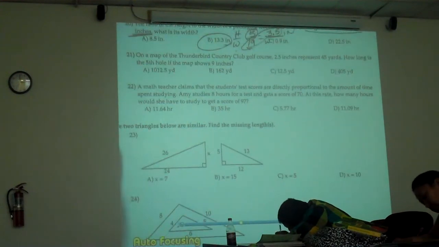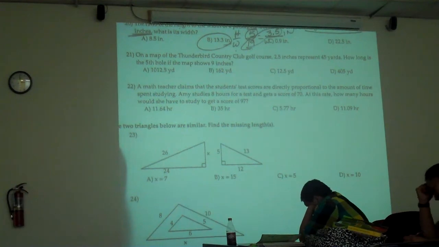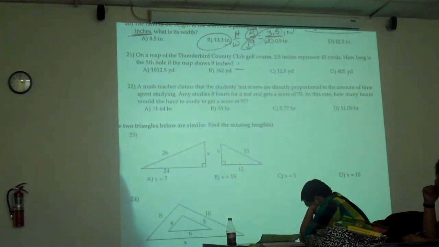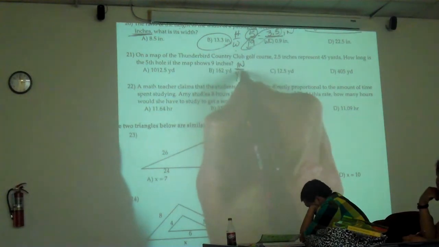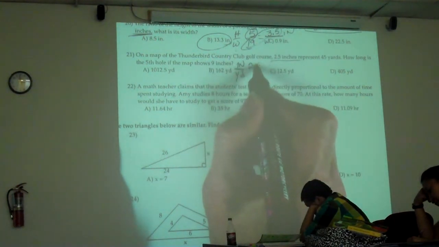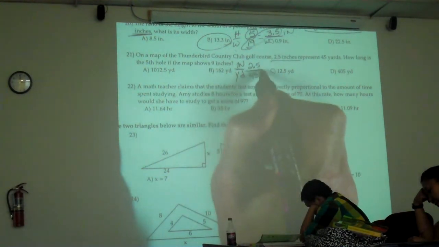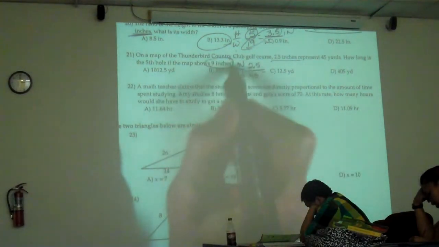On a map of the Thunderbird Country Club golf course, 2.5 inches represents 45 yards. What should I put here? Inches over yards. 2.5 is your inches. 45 is your yards. Okay, how long is the fifth hole if the map shows 9 inches?